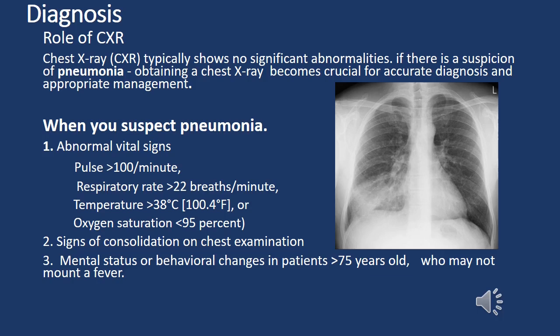When there's a suspicion of pneumonia, certain indications prompt the necessity for a chest X-ray. These indicators include abnormal vital signs, such as a pulse exceeding 100 beats per minute, respiratory rate surpassing 22 breaths per minute, a temperature above 38 degrees Celsius, or oxygen saturation below 95%.